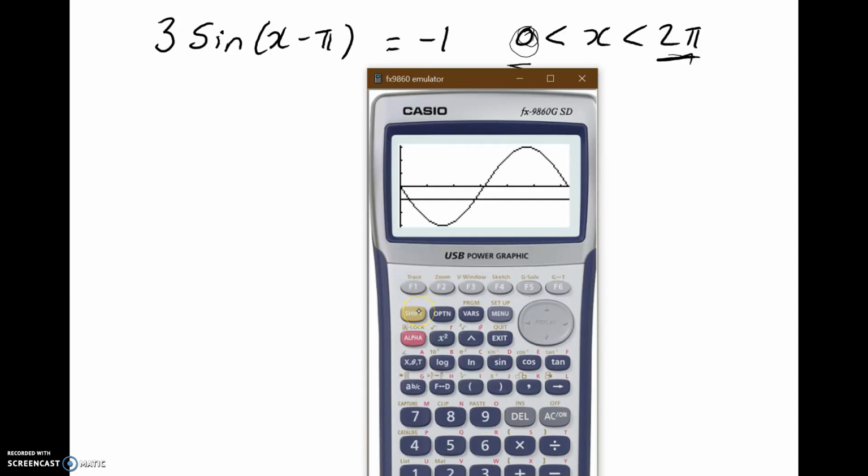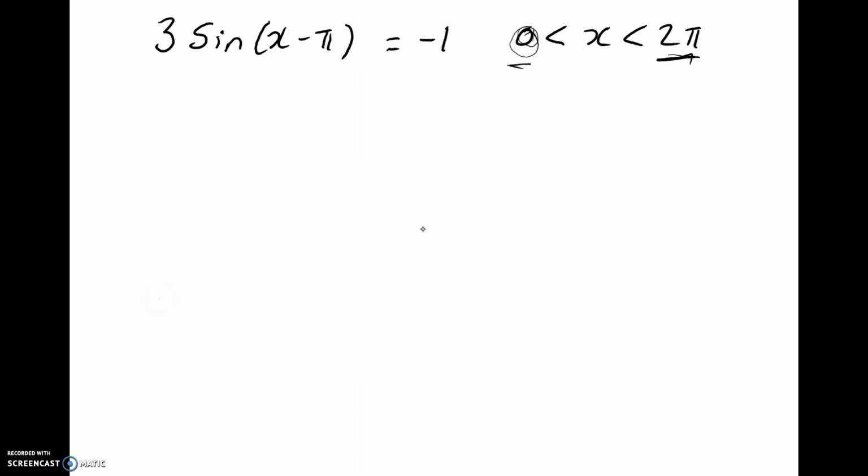As I said before, we're finding the intersection point. So I'm going to press Shift, G-solve. Okay, and then I'm trying to find the intersection point, so I'm going to press F5. My first solution is x equal to 0.3398, and it goes on. I'm going to round it to 2 decimal places.